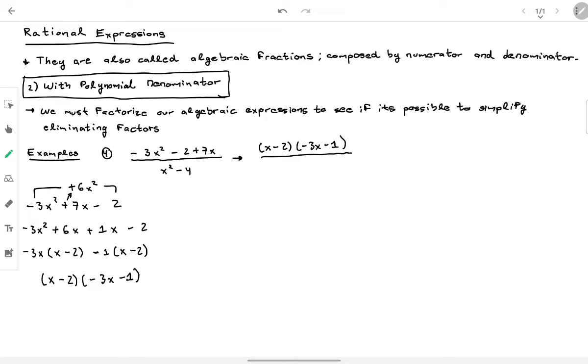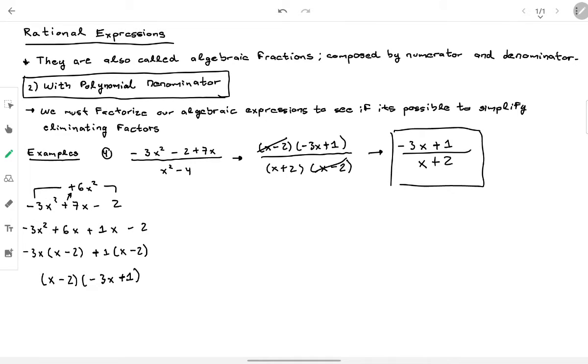And on the bottom, it's a difference of squares. So we can factorize it as x plus 2 that multiplies x minus 2. So this x minus 2 and this x minus 2 can disappear. So our answer is going to be minus 3x minus 1, all of it divided by x plus 2. I'm sorry, it should be a plus 1. Here should be a plus 1, I'm sorry. So here it's going to be a plus 1. So this one can be our answer for this specific exercise.